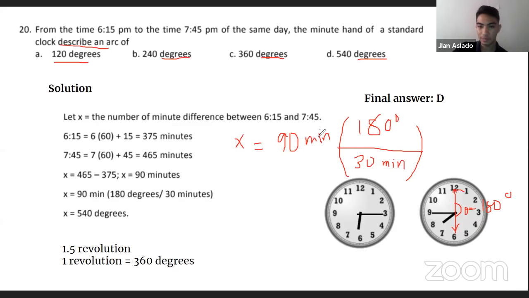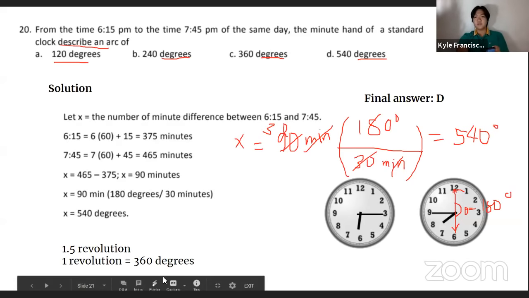Dahil nagka-cancel ang like terms pagka division, magka-cancel ito, yung unit nila. So, ito magka-cancel din, 30. So 30 times 180 degrees, it is 540. Yep, that's it. Naging clear ba yun?